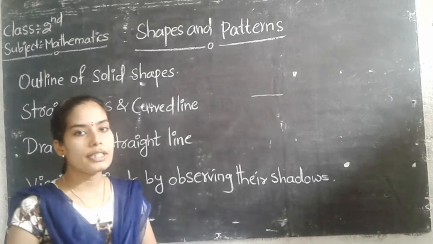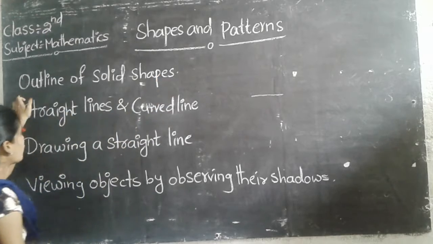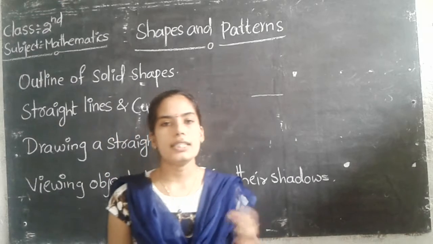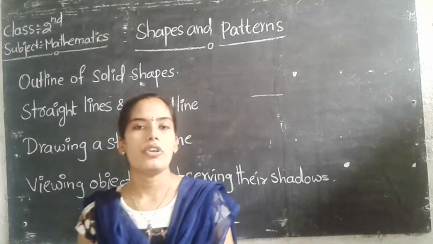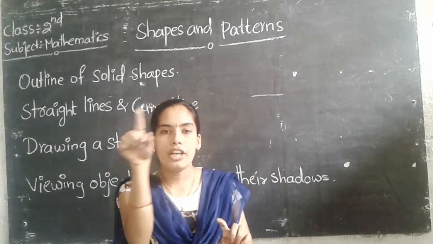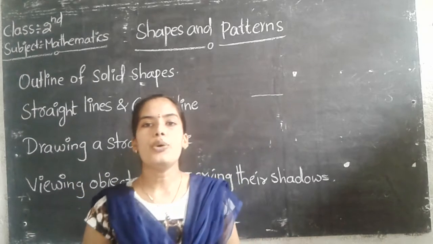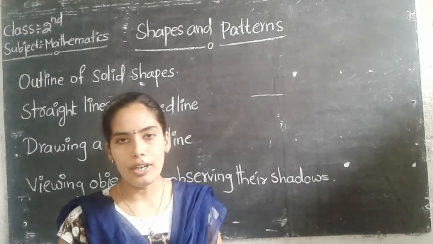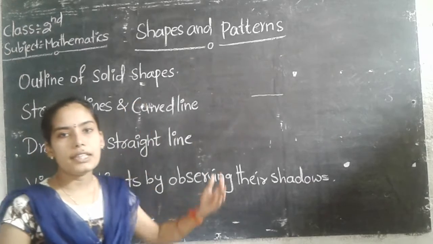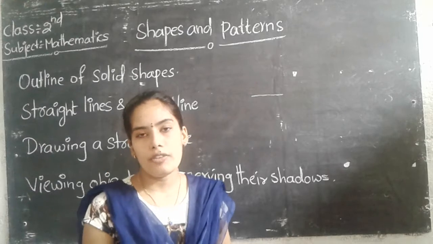Today we will discuss a new topic, that is outline of solid shapes. Children, if you are not able to draw a circle, what do you have to do? Just take any bangle and draw the outline of that bangle, so that you can get the circle. Yes or no? Yes. In the same way, solid shapes also have an outline part. If we draw that outline part, what do we get?